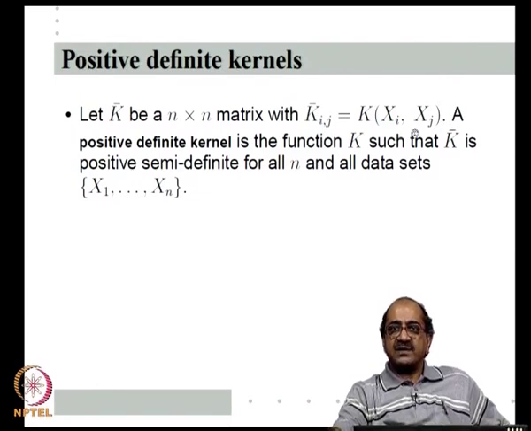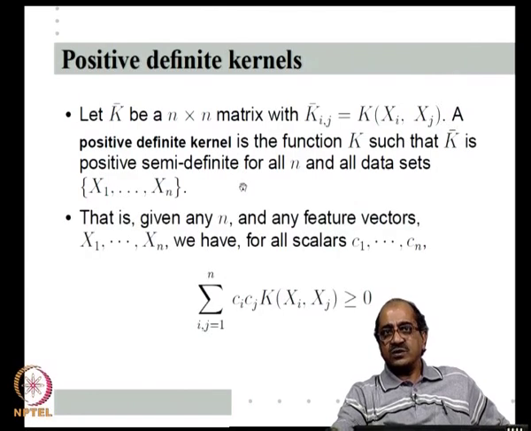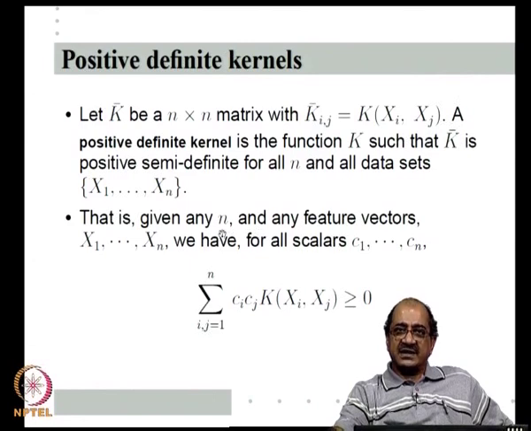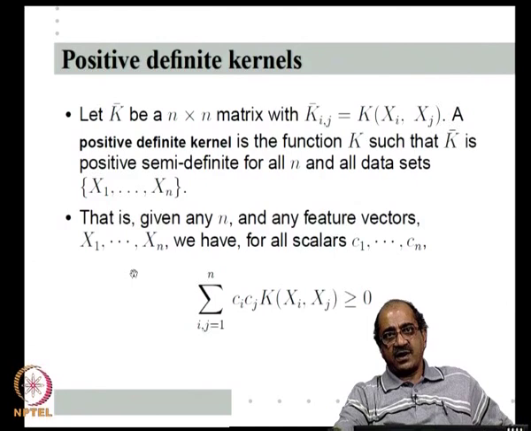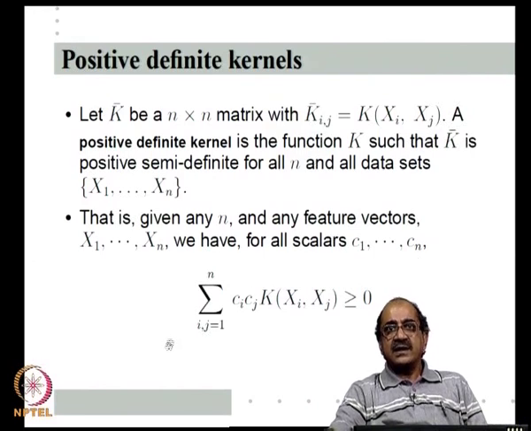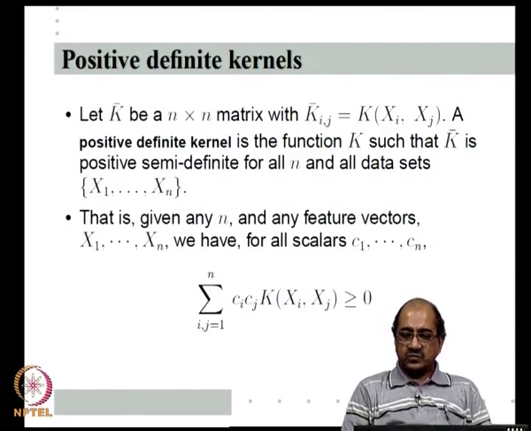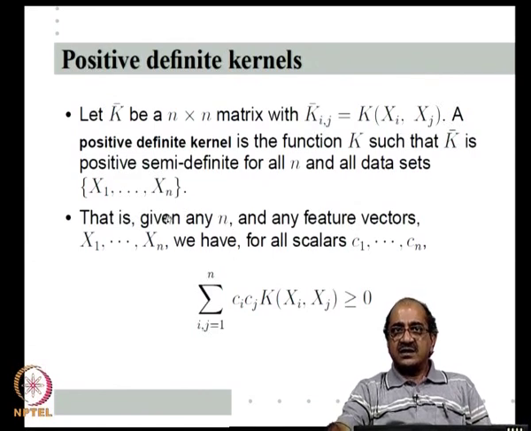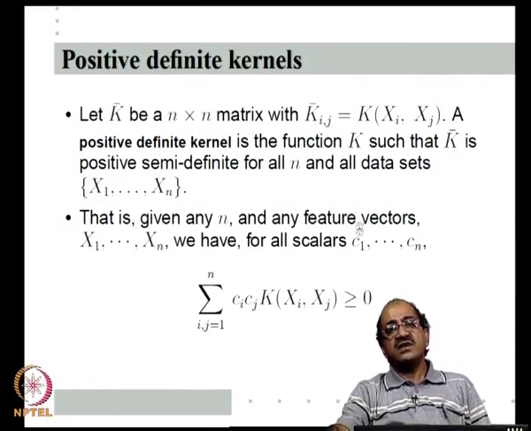What does a matrix being positive semi definite mean? The quadratic form of the matrix should be greater than or equal to 0. So, we can actually write it. What it means is, given any positive integer n and any n feature vectors x1 to xn from Rm, then for every set of n scalars c1 to cn, n real numbers, the summation over ij of ci cj k(xi, xj), this is the quadratic form of the matrix, is always greater than or equal to 0. So, a symmetric function k is said to be a positive definite kernel if for every positive integer n and any feature vectors x1 to xn in Rm, we have the summation over ij of ci cj k(xi, xj) greater than or equal to 0 for every set of n scalars.